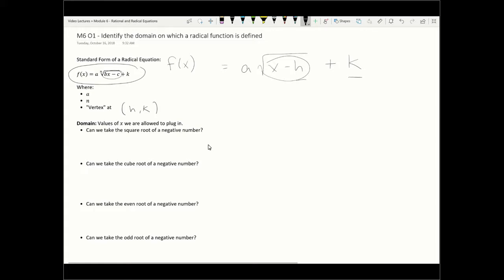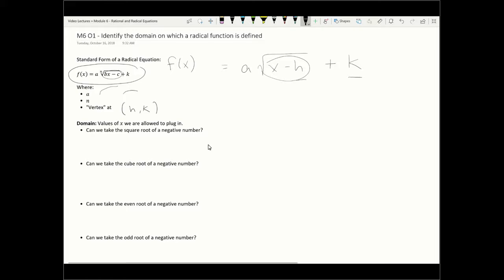The a is going to determine how wide this is. So if it was a square root, the difference between it going very high very quickly or very low. And then n is going to determine what kind of root it is. So square root, cube root, fourth root, fifth root, etc. So if we're trying to focus on the domain in this video, we want to think about the values of x we are allowed to plug in.